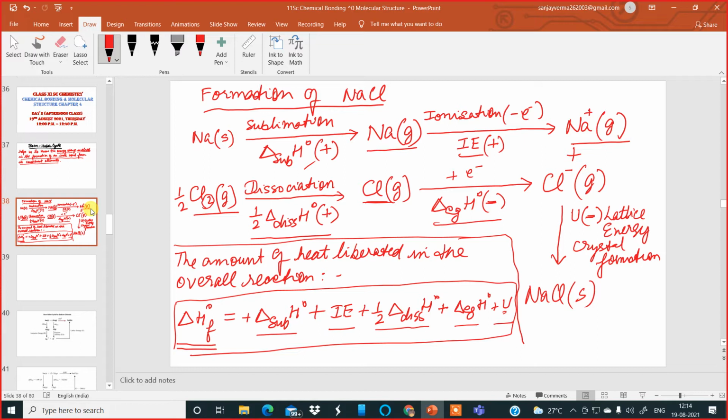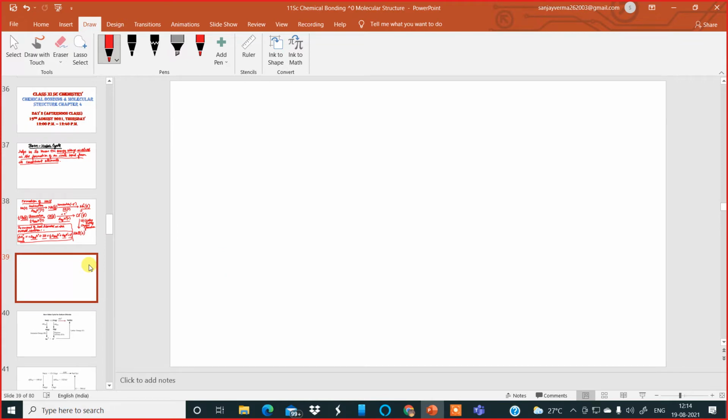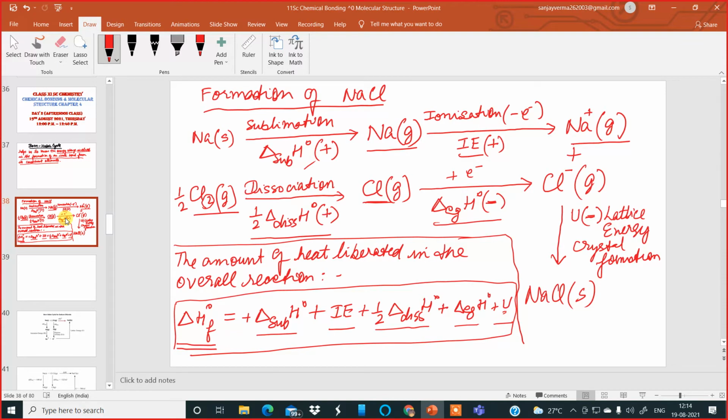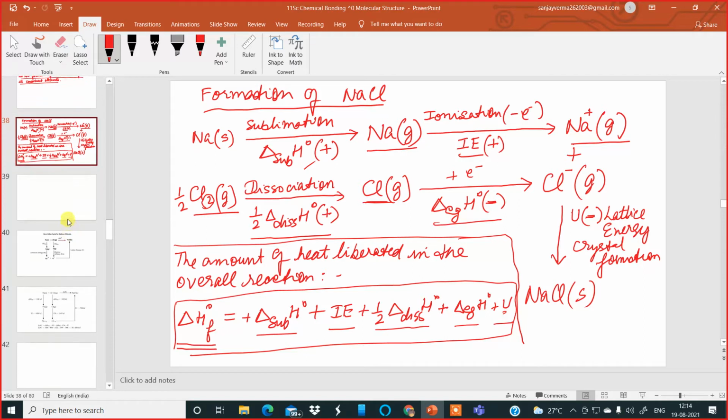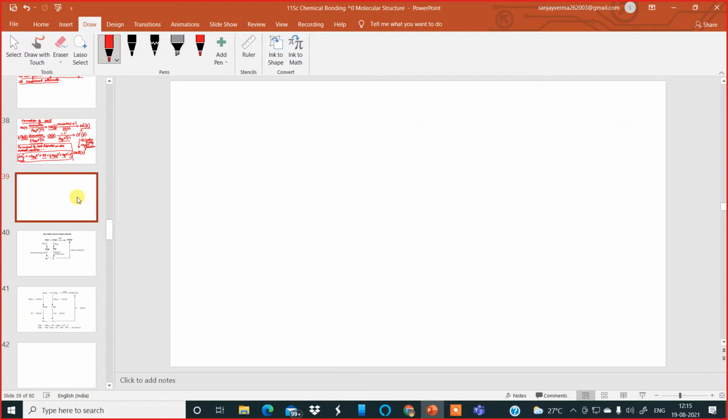Now to understand this, let me do a problem. Please have a look at the formula carefully. So this is the formula you have to remember, an important formula. Delta H naught F, heat of formation, is equal to delta H naught sublimation plus ionization enthalpy plus half of dissociation enthalpy, if it is a diatomic gas, then it's half, plus electron gain enthalpy plus lattice energy. Now to understand this properly, I will do one numerical.